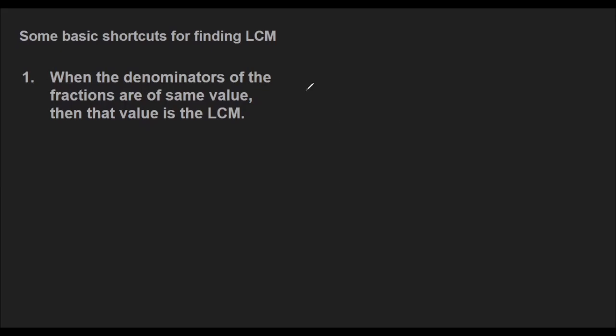Okay, let's take an example. Let's say we have 5 over 2 plus 3 over 2. This is a fraction that we're going to add, but this shortcut is telling us that when the denominators of the fraction are of the same value, then that value is the LCM. We can see here that the denominators are of the same value. So it simply means that the LCM of this fraction is 2.